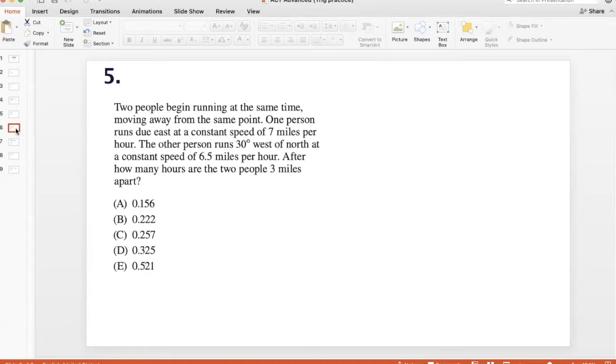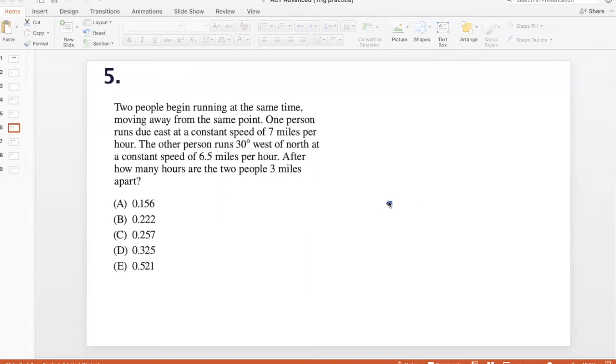Question 5. Two people begin running at the same time, moving away from the same point. One person runs due east at a constant speed of 7 miles per hour. The other person runs 30 degrees west of north at a constant speed of 6.5 miles per hour. After how many hours are the two people 3 miles apart?